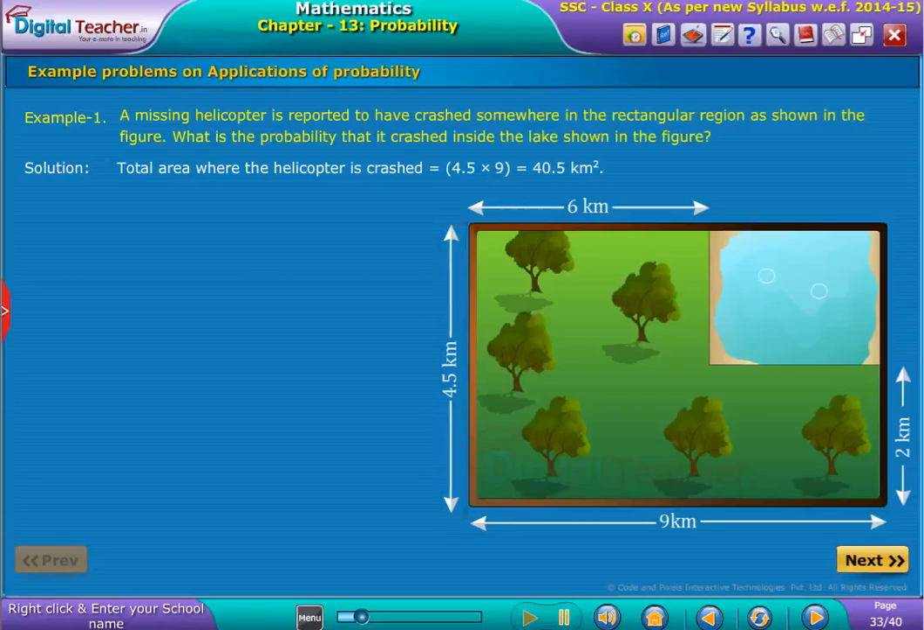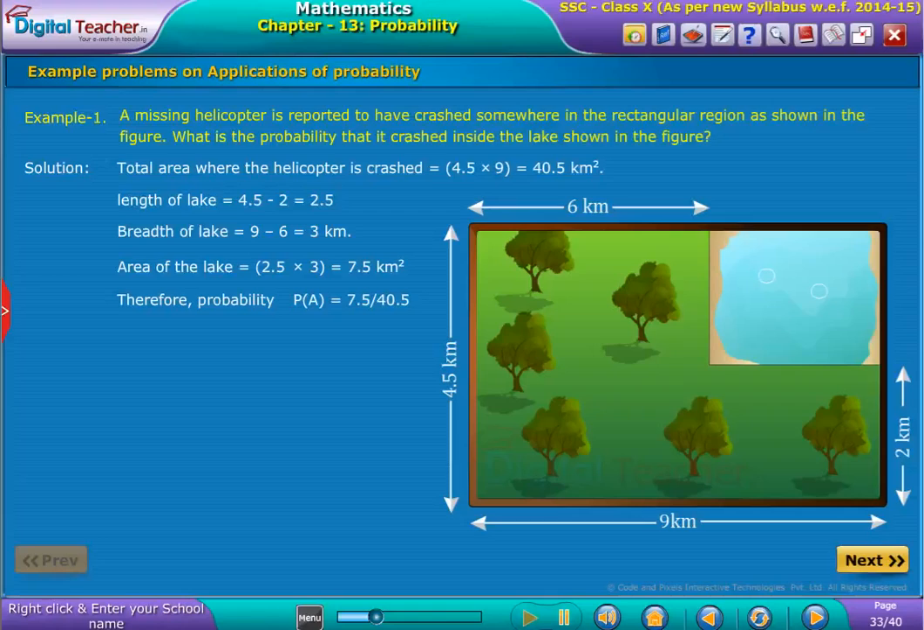square kilometers. Now, to find the length of the lake, subtract the length of the lake from the total length of the rectangular region, that is 4.5 minus 2, which is equal to 2.5. Similarly, the breadth of the lake is 9 minus 6, which is equal to 3 kilometers. Therefore, the area of the lake is equal to 2.5 into 3, which is equal to 7.5 square kilometers.